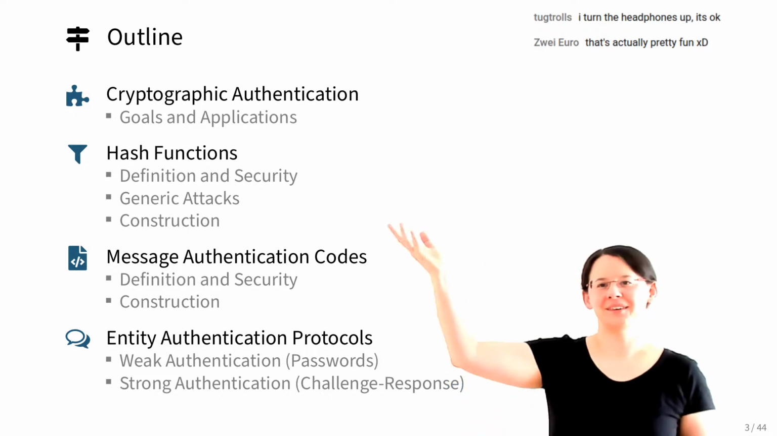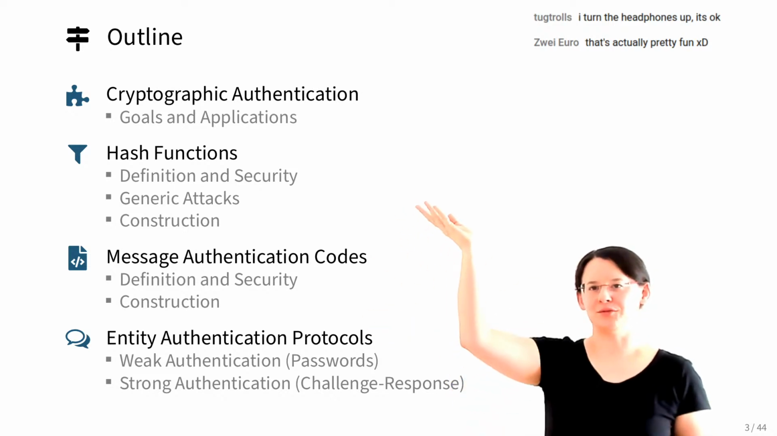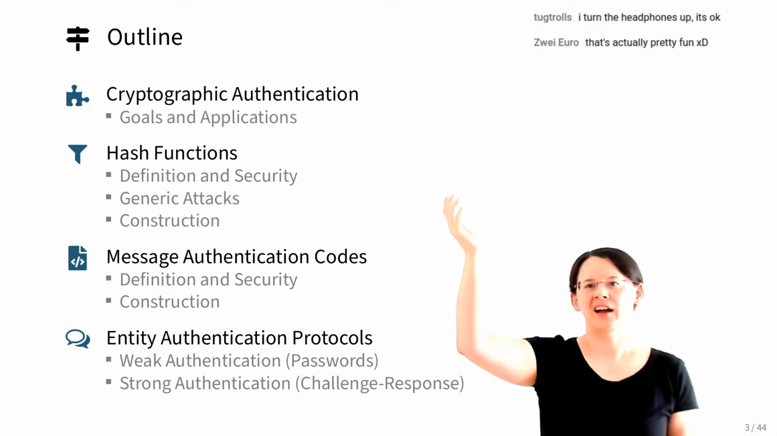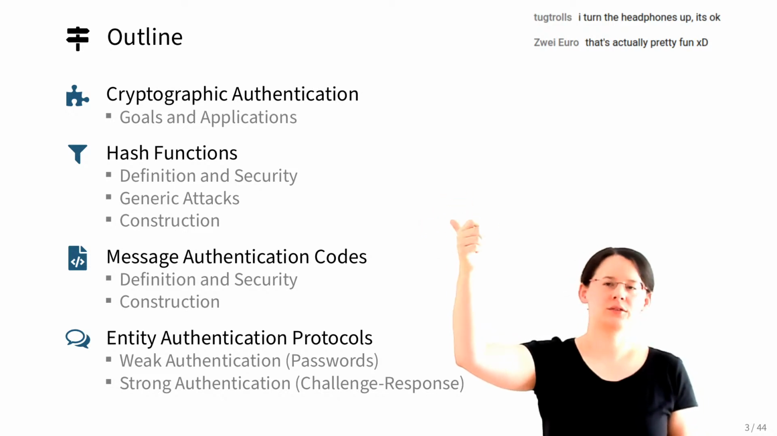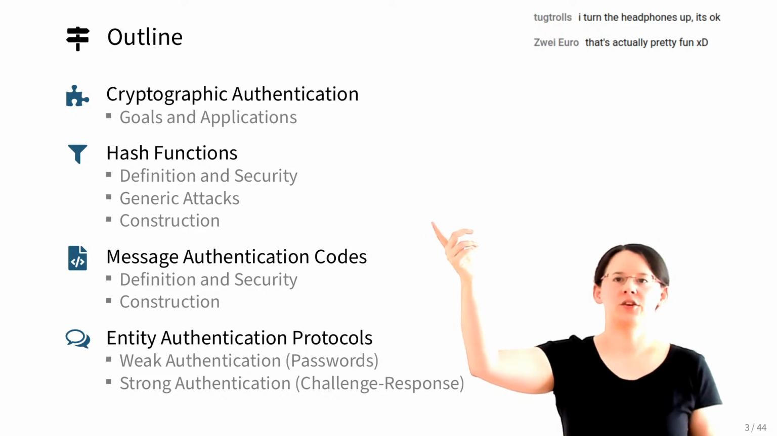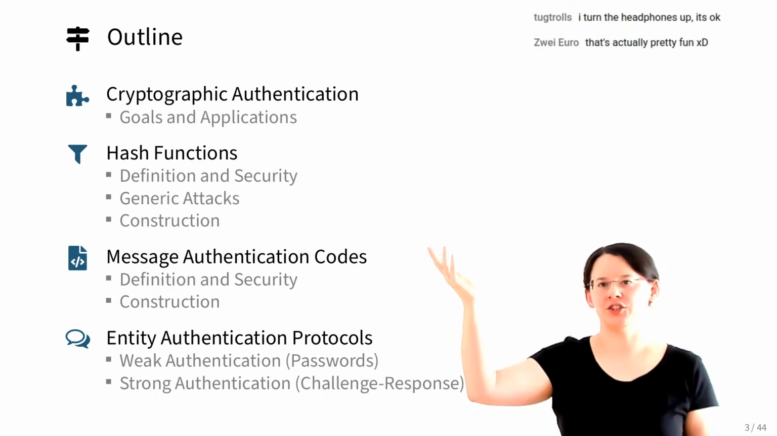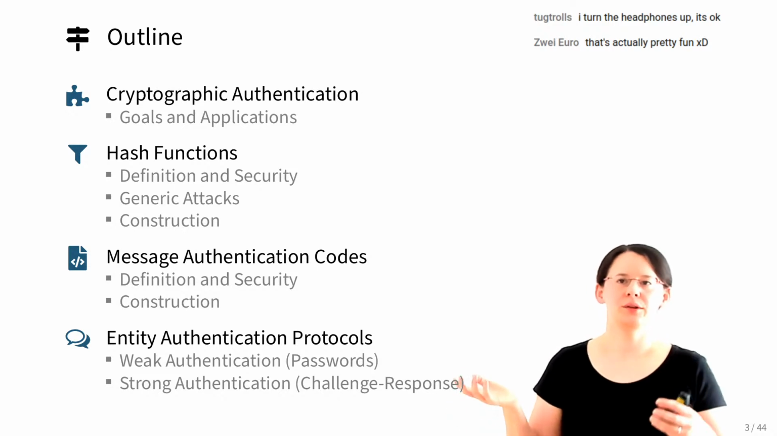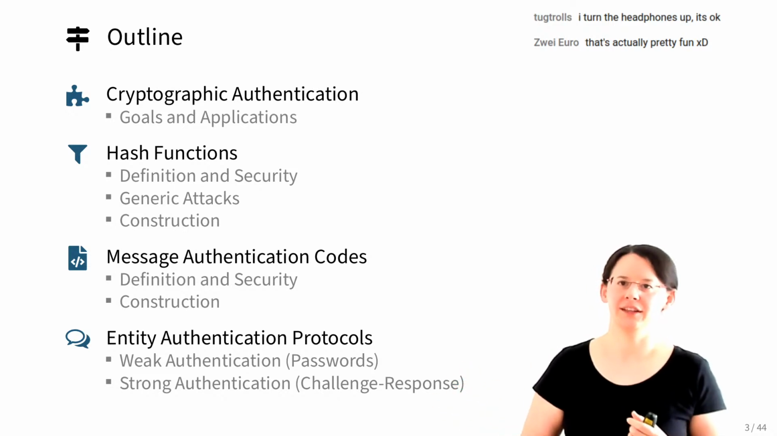So for today, we will look at two different types of schemes. Hash functions on the one hand, where we will have a look at what they give us, so what their security functionality is and how they are defined. Then we will look at some generic attacks, meaning what an attacker can generally do depending on the sizes of the data that are involved. And finally, we will look at two constructions, how to build hash functions from primitives.